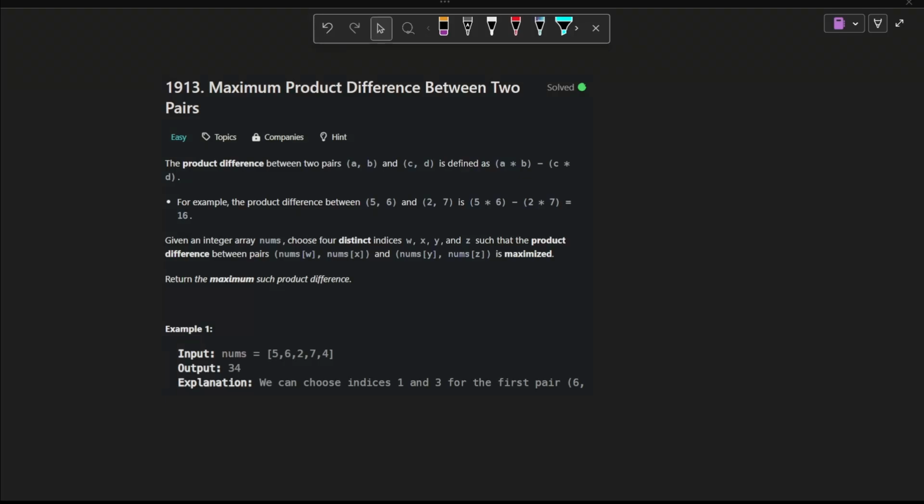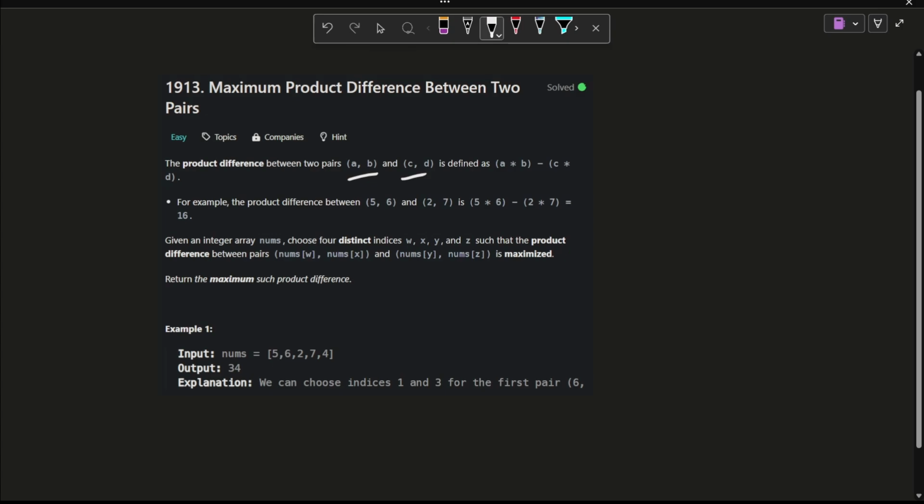Today we are going to discuss problem 1913, maximum product difference between two pairs. First of all, let's have a look at the problem statement. The product difference between two pairs, that is (a, b) and (c, d).